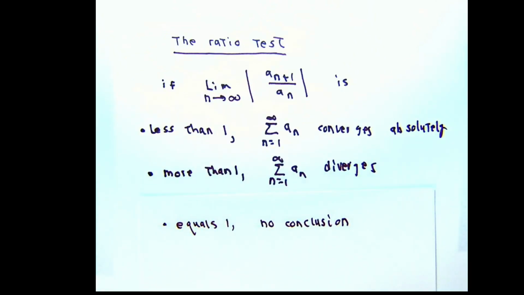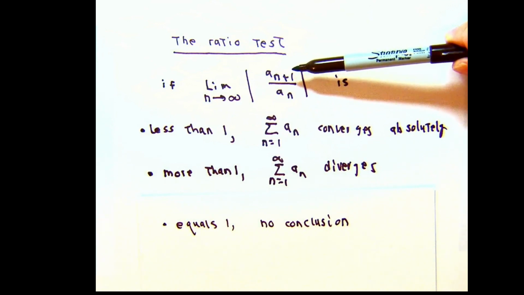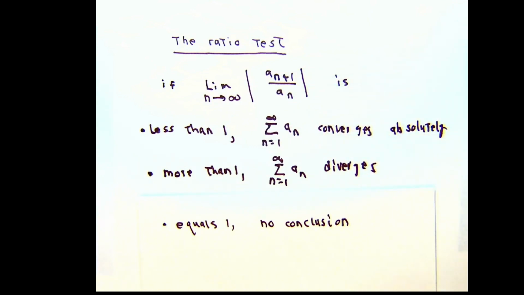The last of our convergence tests is called the ratio test. If I have an infinite series, what I can do is take the limit of the absolute value of a term of the series divided by the preceding term. If that limit exists and is less than 1, the series converges absolutely. If the limit is more than 1, including the case where it diverges, then the infinite series diverges. And if the limit works out to equal 1 exactly, we'll be unable to draw a conclusion.